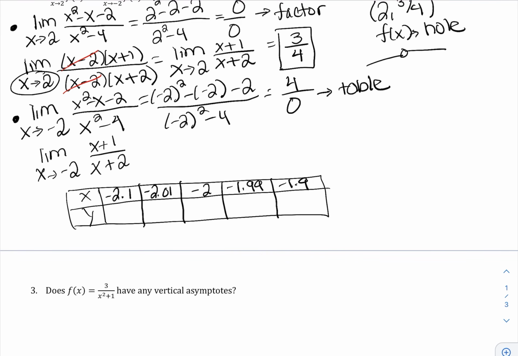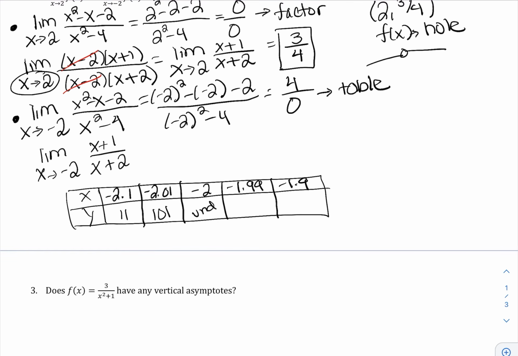Now, like we discussed before, I know that it's going to go to infinity. I just need to figure out if it's going to be positive or negative infinity. And so this is why you are picking these points. So when we plug in -2.1 into our function, it's going to give us 11. And when we plug in -2.01, it's going to give us 101.